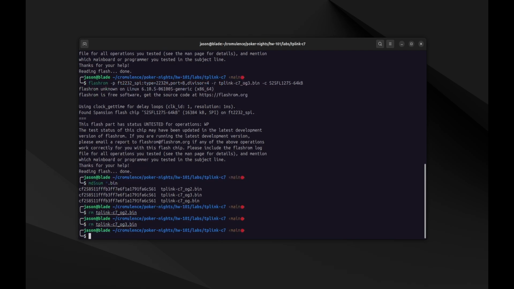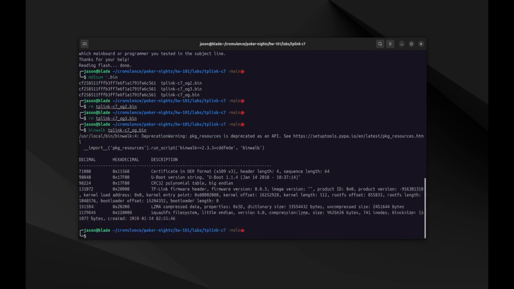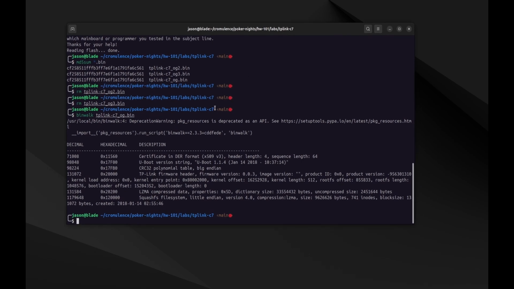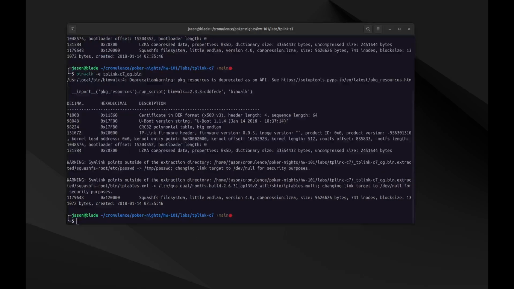And now we're going to take a look at it with binwalk. So it's showing certificate, U-boot, some other information, firmware, and then this SquashFS file system, which is what we're going to be looking at now. And what we're looking for here are the credentials so that we can log in through that UART shell.